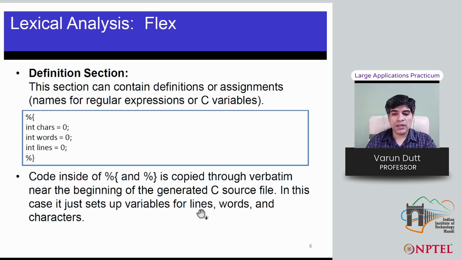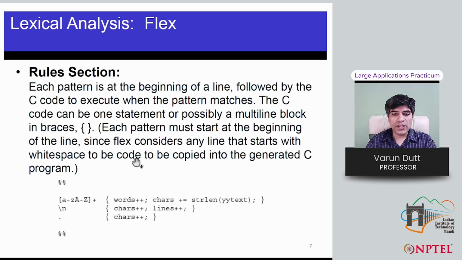And in this case, it sets up variables for line, words and characters. We also have a rule section, and the rule section basically consists of these types of patterns. Each pattern is at the beginning of a line, followed by the C code which will execute when the pattern matches. The C code can be a single statement, or possibly a multi-line block with braces around it.